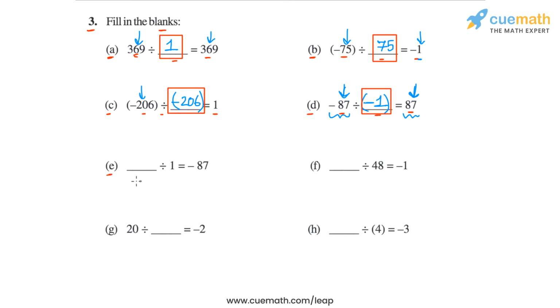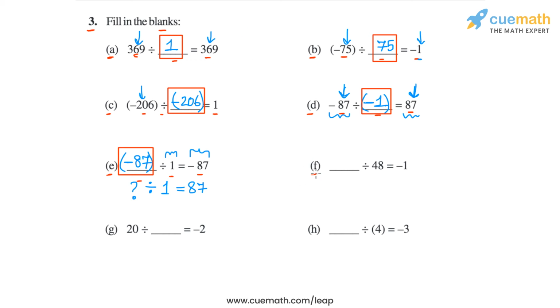Then in part E, we have blank divided by 1 is equal to minus 87. So again, ignore the negative sign for a moment and think about what integer when divided by 1 gives us 87. Well, that integer is 87 simply. So first we put 87 and then we see what sign this should have. So the quotient is negative and the divisor is positive. So the dividend must be negative. So we must have this as minus 87. So in part E, the answer is minus 87.